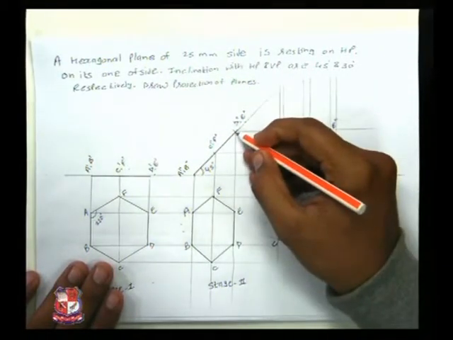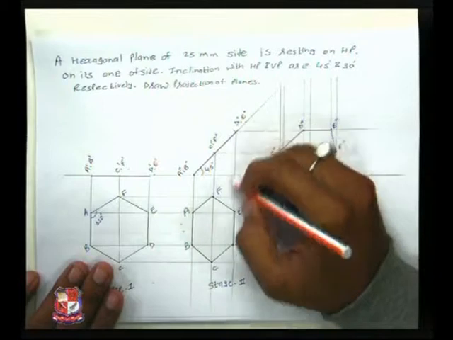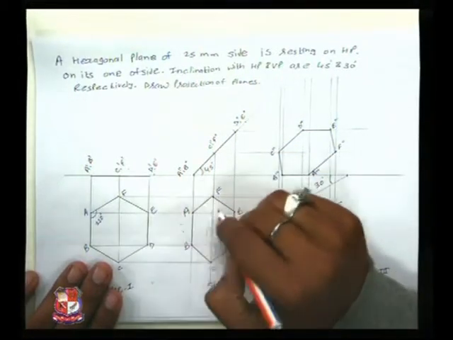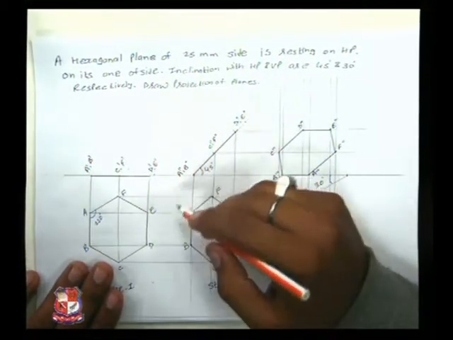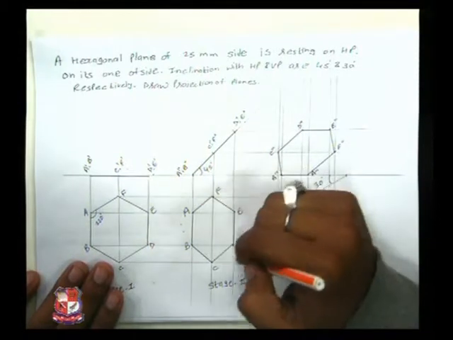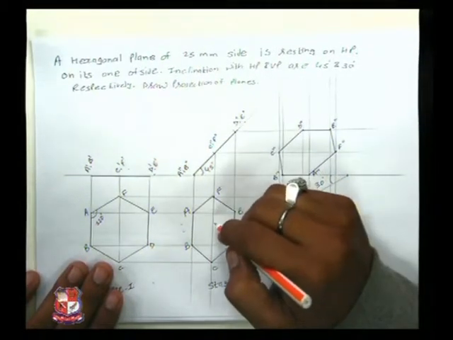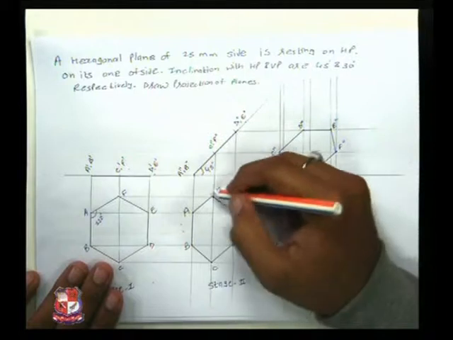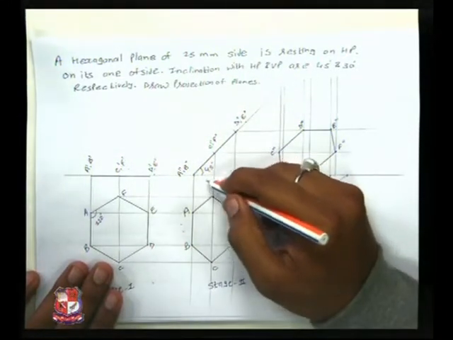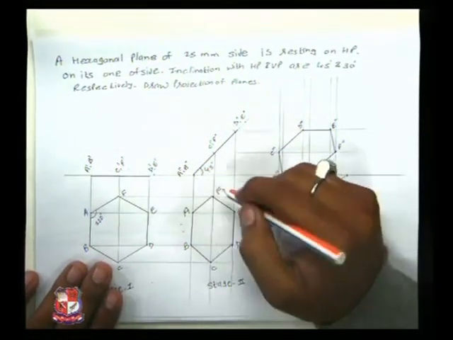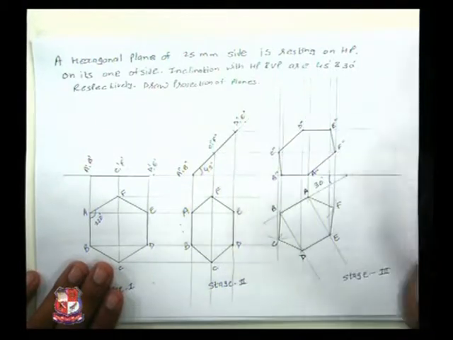Now I have transferred the vertical projections matching with the stage 1 horizontal projections, and I have received the stage 2 hexagonal plane look. That is how the hexagonal plane will look at a 45 degrees HP angle.